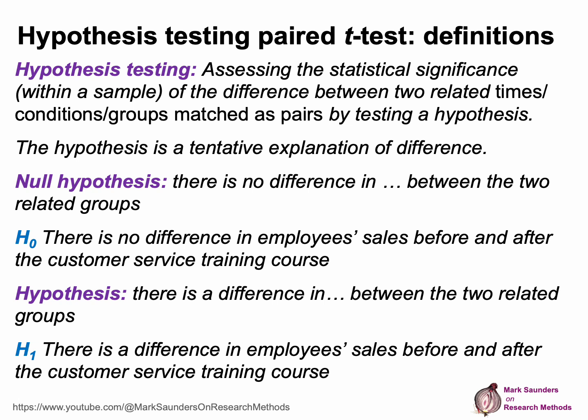The hypothesis is our tentative explanation of the difference. So our hypothesis might be there is a difference in whatever it is between the two related groups. We would express this perhaps as there is a difference in employees' sales before and after a customer service training course. So here we would be looking at the implications or the impact of the employees going on a training course. A null hypothesis would state there is no difference between the two related groups. So in this particular example, there is no difference in employee sales before and after taking the customer training course.